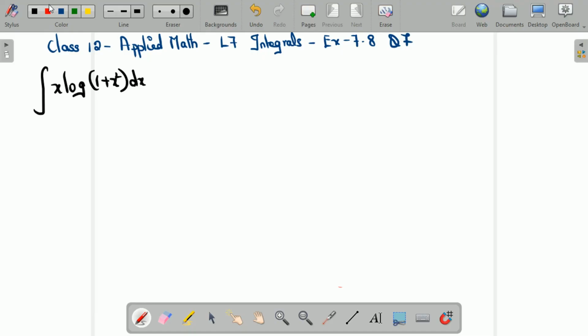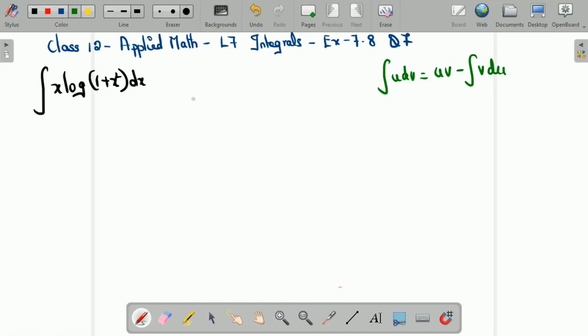In this video, let's find the solution for the 7th question in exercise 7.8. Integral of x into log of 1 plus x squared dx. So this is of the form integral u dv, which is equal to uv minus integral v du.